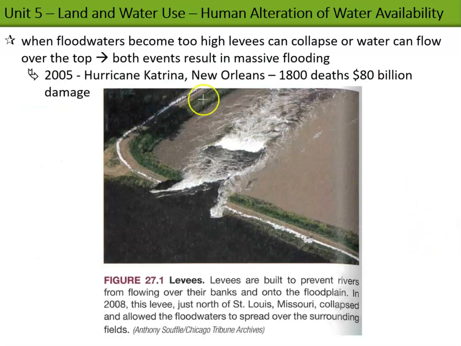Now, as I already alluded to, when floodwaters become too high, you can have too much water and the levees can actually collapse, or water could possibly flow over the top of the levees, and both of these events can result in massive flooding.